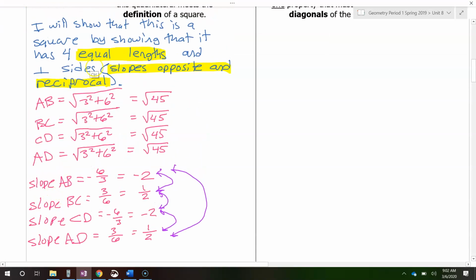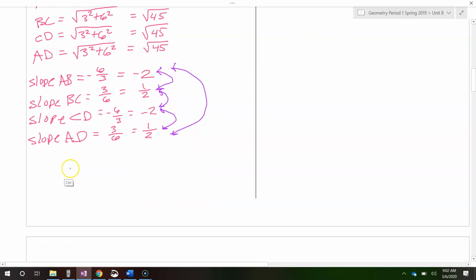Okay, so don't forget, we had to prove it was a rhombus and a rectangle, 4 equal sides and 4 right angles. So since, hold on, I'm supposed to do this in purple. Since it has 4 equal lengths, okay, messed it up. All the sides are congruent.